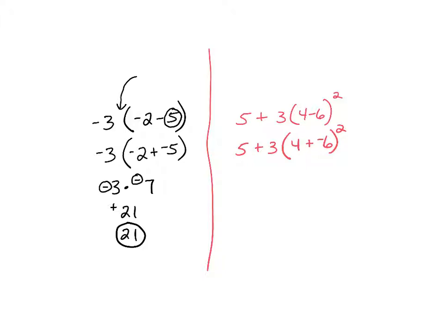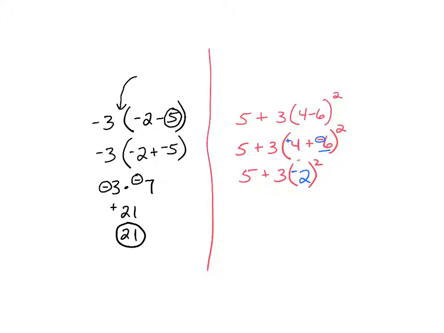I'm taking a look at the 4 plus a negative 6, and I'm noticing that they have different signs. This is actually a positive, while this is a negative. So I'm going to subtract their absolute values. 6 minus 4 gives me a 2, and it's going to be a negative 2 because the higher absolute value is associated with the negative number. So now I have 5 plus 3 times that negative 2, but that negative 2 is squared. So now I need to figure out the square of that because I'm going to do exponents next.